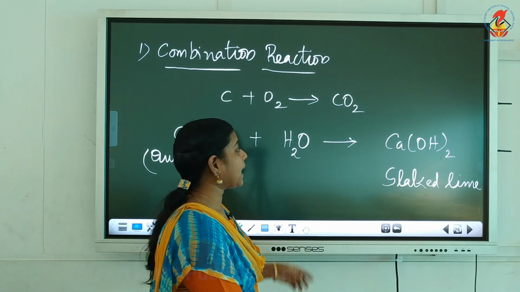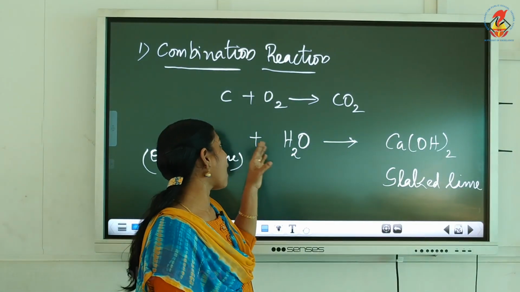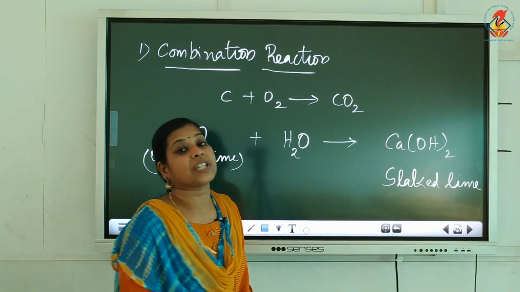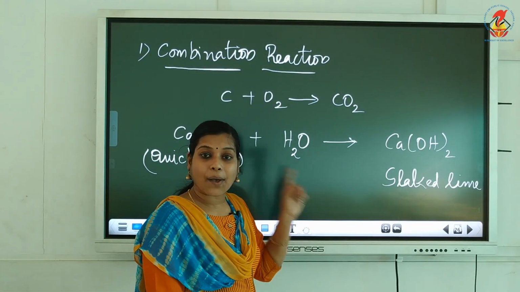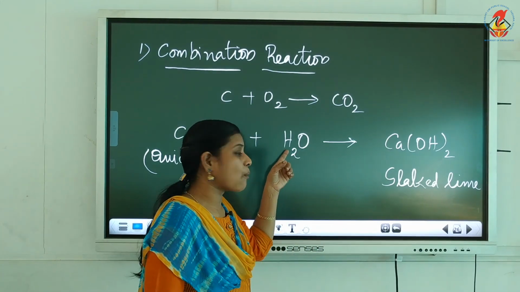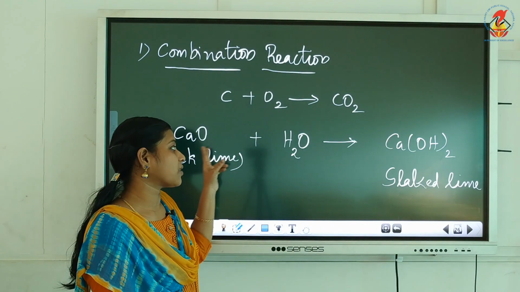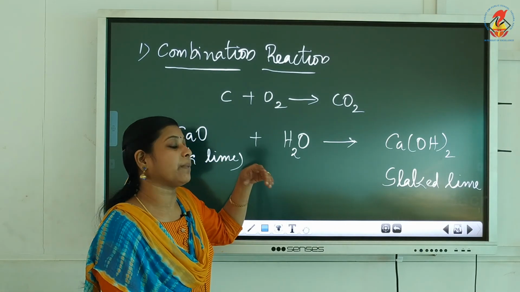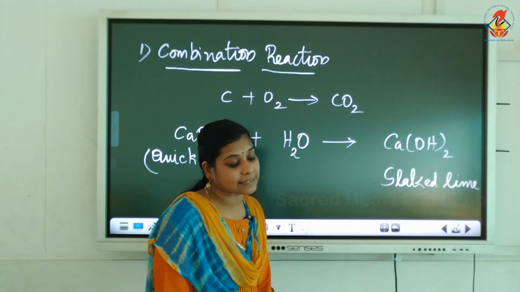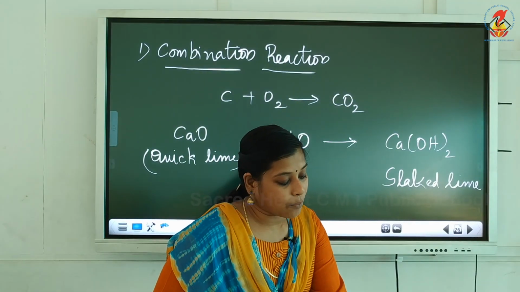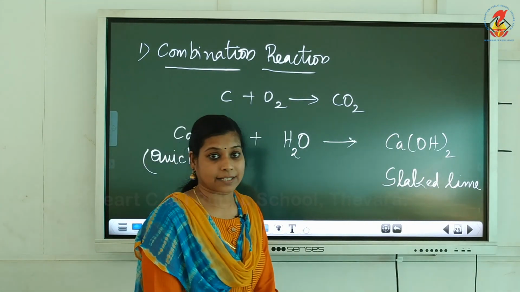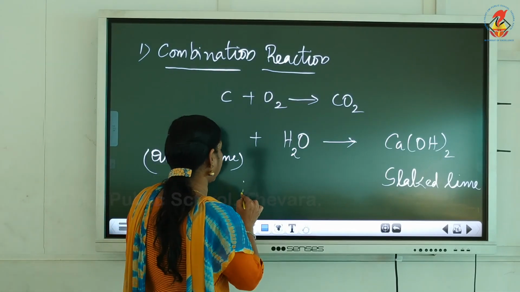In this particular reaction, the slaking of quicklime will be a vigorous reaction. A lot of heat energy is liberated. This is an exothermic reaction. As we are adding water there, during the reaction energy will be liberated, which makes the water boil. So a hissing sound will be produced, and the water will start boiling because of the liberated heat energy. So this is an exothermic reaction.